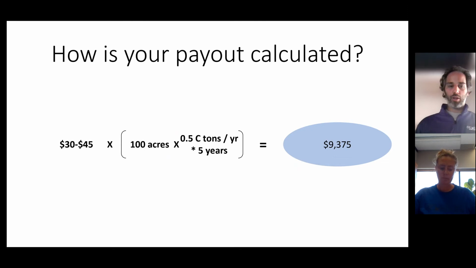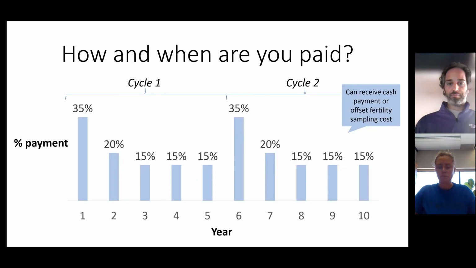So let's run through that math very quickly. Devron will be paying between $30 and $45 per carbon ton, which is more than the current market price. So let's take the midpoint of that, 37.5. Let's assume that you enroll 100 acres, and let's assume that you sequester 0.5 carbon tons per year over 5 years. So 37.5 times 100 times 0.5 times 5, we come out to $9,375. Jordan will talk in more detail about how we got to that 0.5 carbon tons per year. But rest assured that that is something that we do believe is kind of a best case scenario of what you can achieve. Obviously, there are factors that influence that.